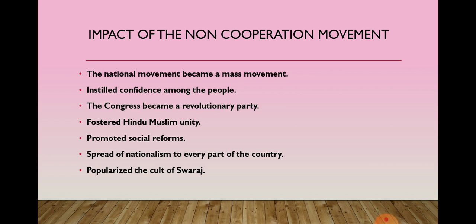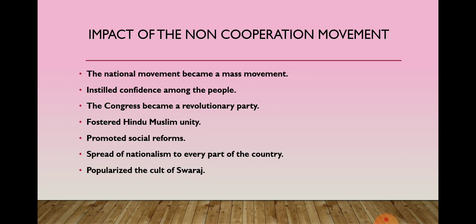The last part of this topic is the impact of the non-cooperation movement. The first impact: the national movement became a mass movement. For the first time in the history of the Indian freedom struggle, a movement became a popular movement. It really strengthened the mass base of the Indian National Congress. So we can say that the first impact of the non-cooperation movement was that the national movement became a mass movement.